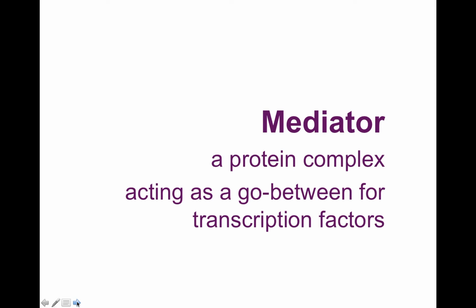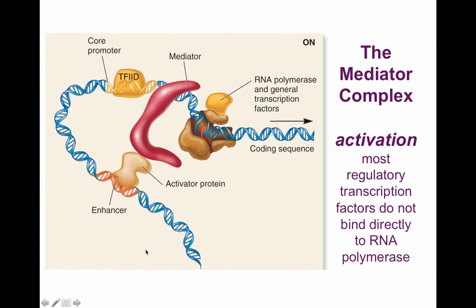So the mediator is a protein complex that acts as a go-between for transcription factors. The mediator complex binds to activator proteins that are bound to enhancer regions. Notice that the mediator complex bridges this long distance in between enhancers and the core promoter. When a mediator complex has bound to an activator protein, it releases RNA polymerase, and RNA polymerase can then transcribe the gene. This is its active conformation.